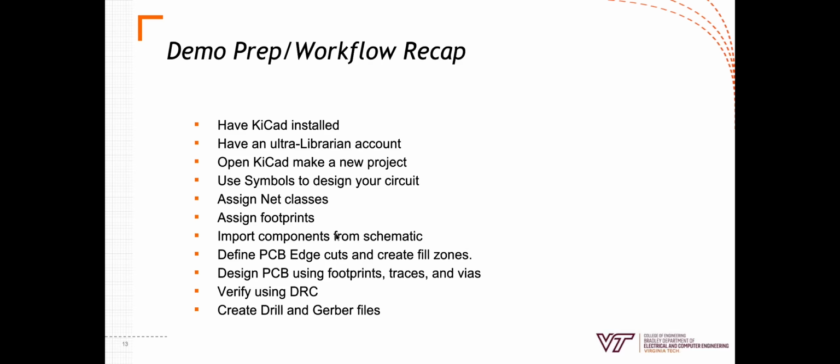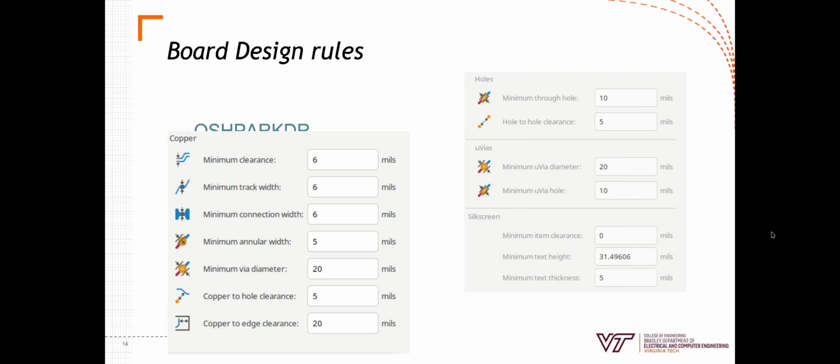We're going to import components from our schematic onto our PCB workspace. We're going to define our PCB edge, the general shape of the PCB, depending on how many components we have, or if you have a specified shape in mind. Then we're going to design our PCB using our footprints, traces, and vias, verify that everything looks good with DRC, Design Rule Checker, and create drill and Gerber files for manufacturing.